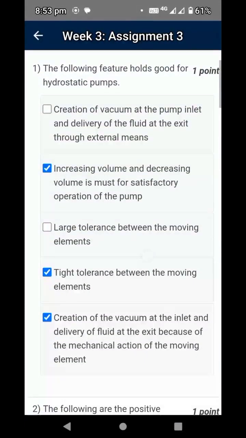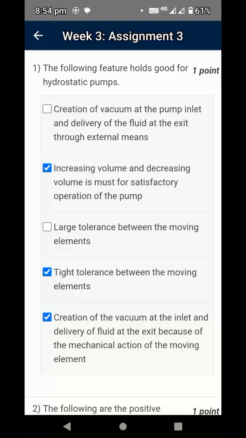So check out the first question. The following feature holds good for hydrostatic pumps. First of all, we have to know about hydrostatic pumps. In the case of hydrostatic pumps, initially the water or oil is sucked by the pump by means of vacuum. Once vacuum is created, the water or oil on the suction side automatically gets sucked by the pump. After that, that oil is delivered by means of mechanical action.